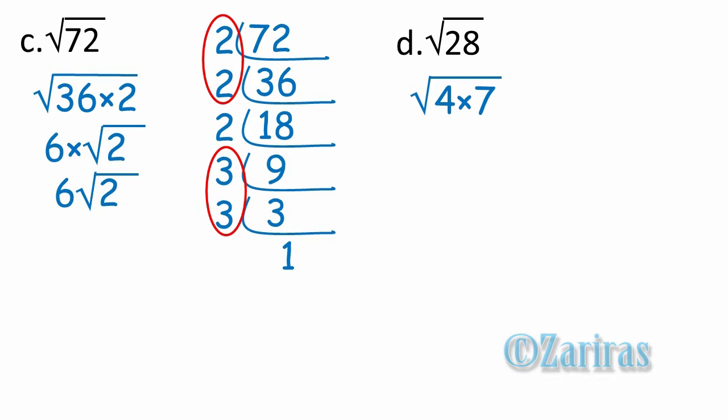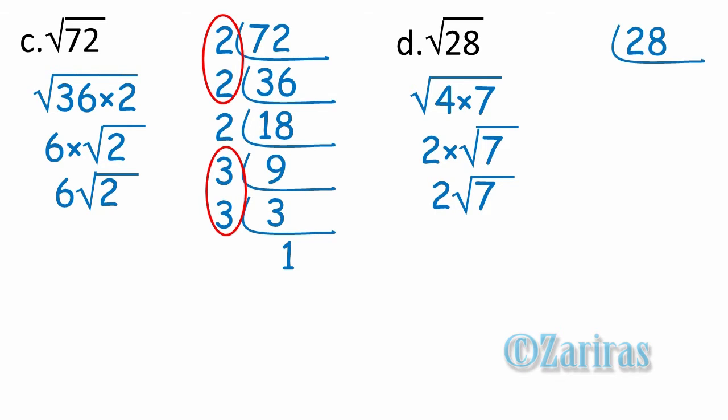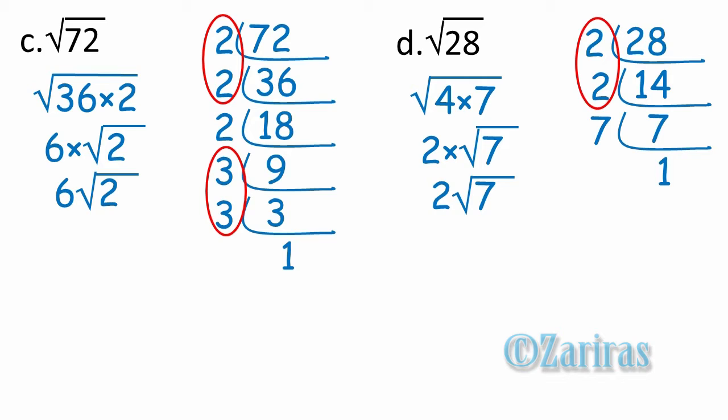So we can easily say square root of 4 is 2. So 2 into root 7. By the LCM method, 28 divided by 2 is 14. Again, if we divide by 2, we get 7. 7 is a prime number and we get 1. So there are 2 2's, and in one set we can get 1 2. So the square number is going to be 4 and the square root of 4 is going to be 2.